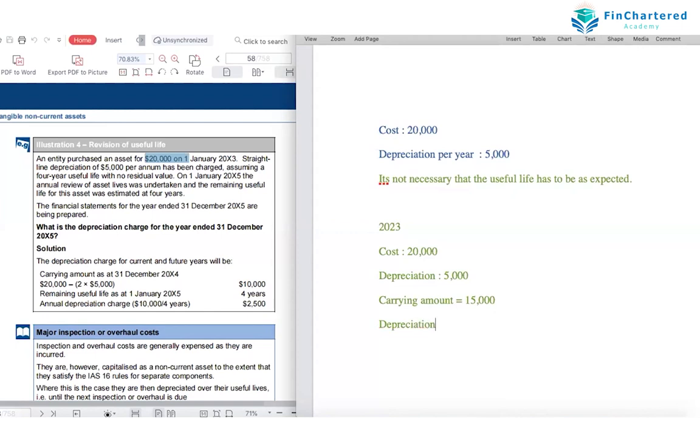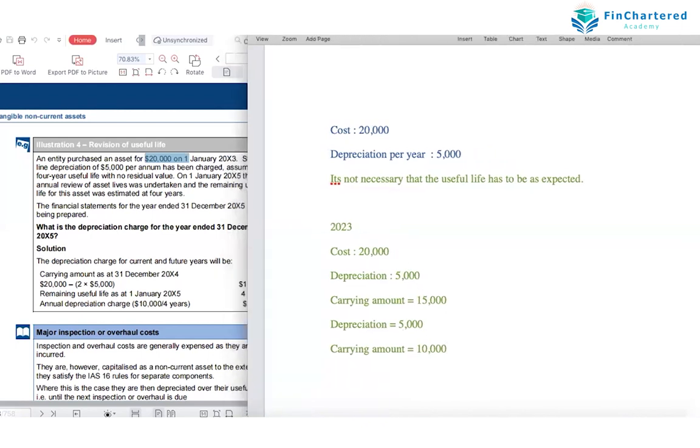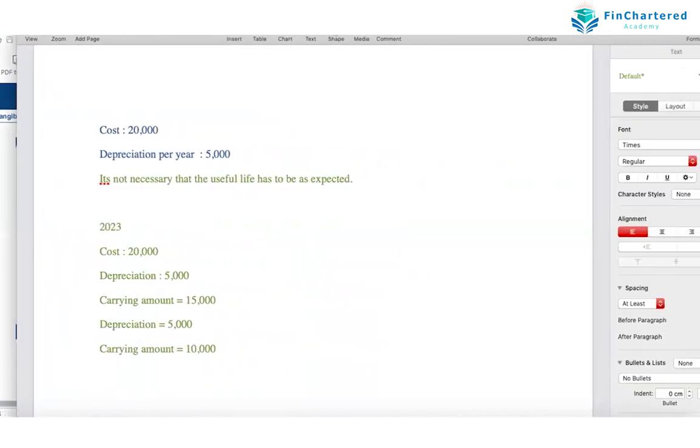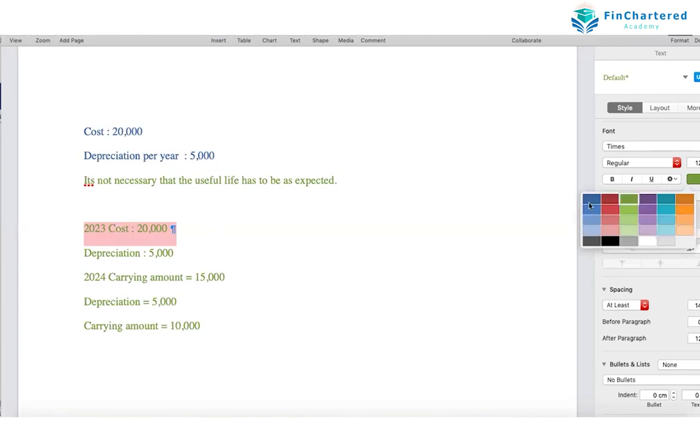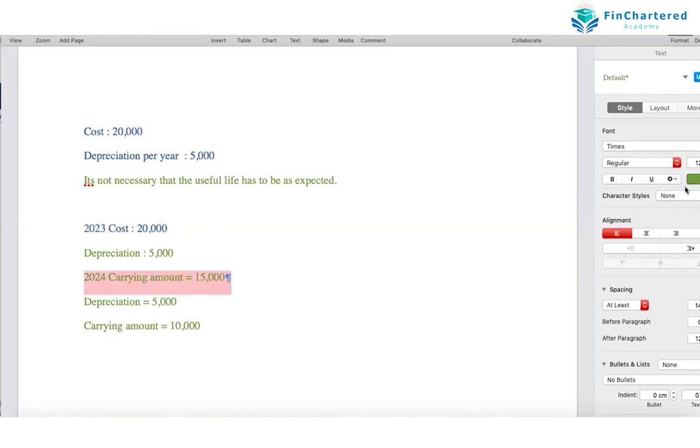Again, 5,000 is the yearly depreciation. So how much is the remaining value or the carrying amount? It's 10,000. This is in the year 2025. Right? 2023, we bought it. I depreciated it. In 2024, carrying amount is 15,000. In 2025, carrying amount is 10,000.